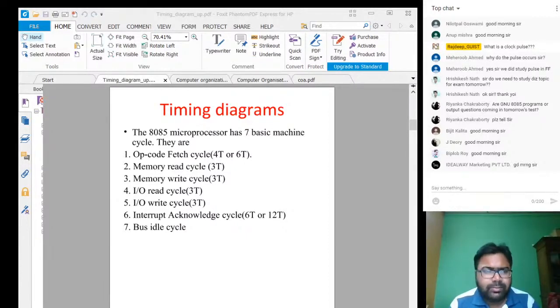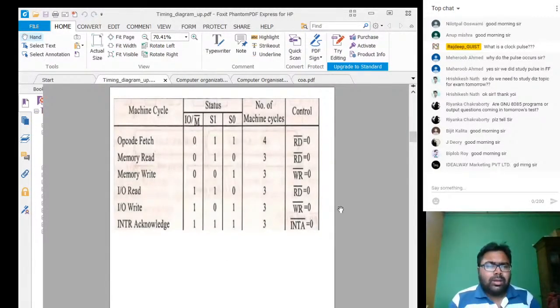We'll see all of them. And then we have what's a bus idle cycle. Bus idle basically means everything is in an idle state, so there are no issues as such. You can see how many machine cycles are needed, and try to remember the sequence. It is very essential, meaning after what cycle what is going to happen.